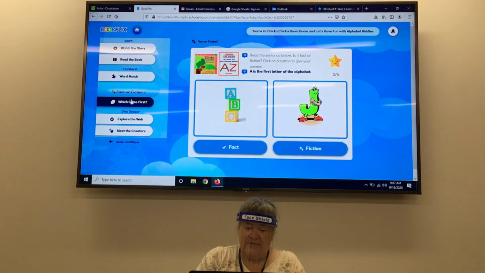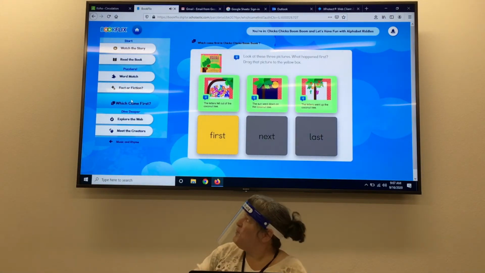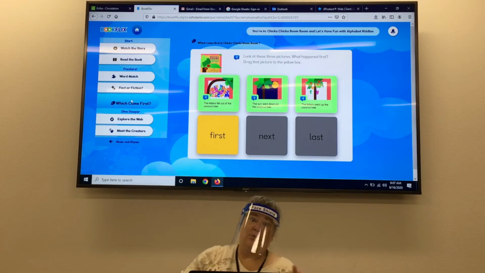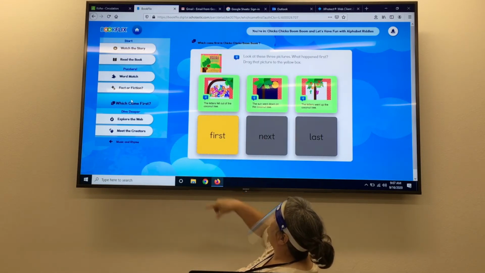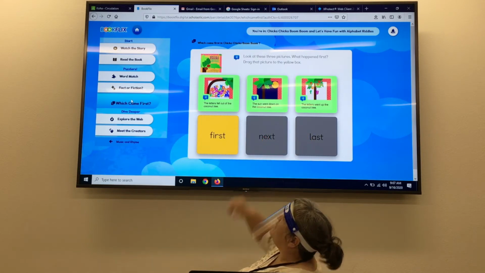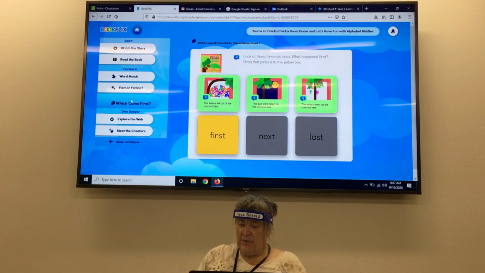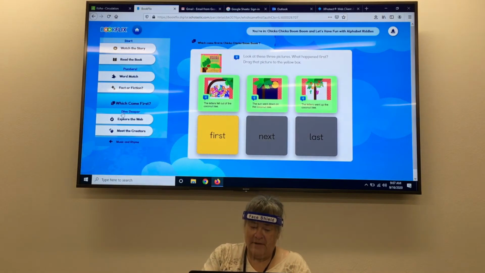Okay, which came first? Look at these three pictures. What happened first? Drag that picture to the yellow box. So once again, it's the comprehension. Do you remember if we read Chicka Chicka Boom Boom? Did the letters fall out of the coconut tree first? Did the sun go down on the coconut tree or the letters go up the coconut tree? You have to decide which one would be first. We didn't read the story, so I can't answer that.